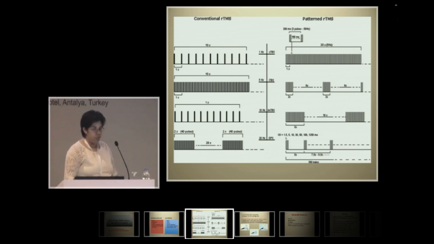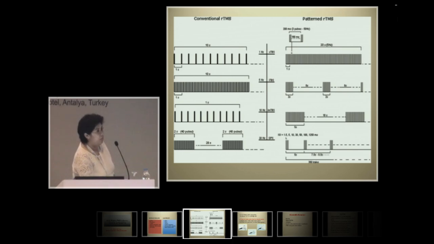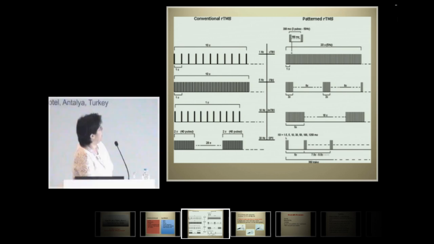This slide addresses this question, and Dr. Onur already discussed this issue. High frequency is considered anything above 15 Hertz, and low frequency is 1 Hertz. This 1 Hertz means the number of pulses per second. So this one gives 10 pulses in 1 second, which means it's 10 Hertz.